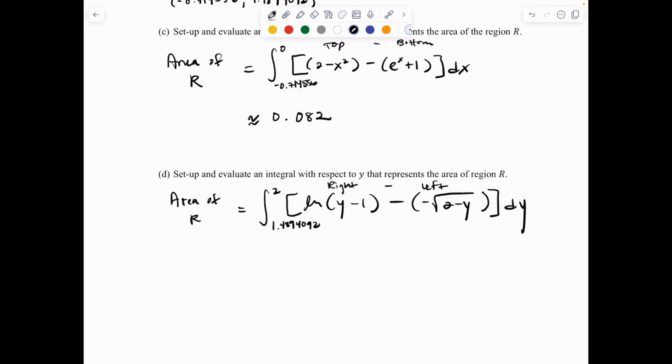And if you put that into your calculator, the integral will still be in terms of x.